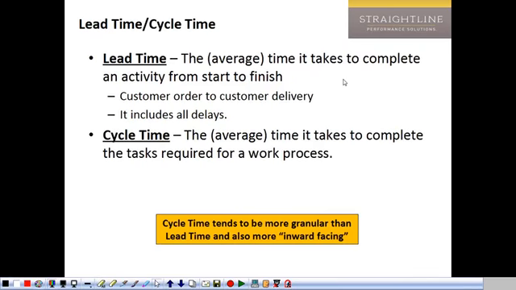Okay, let's move on to lead and cycle time, and a lot of people use them interchangeably. What we're going to say in this section is essentially lead time is the average time it takes to complete an activity from start to finish, and that's more like elapsed time. So it doesn't matter how long it was delayed. It includes all the delays. An example might be customer order to customer delivery, whereas with cycle time, usually people talk about the amount of time it takes to complete the tasks. Now, that's not always true. Sometimes people talk about cycle time and lead time interchangeably.